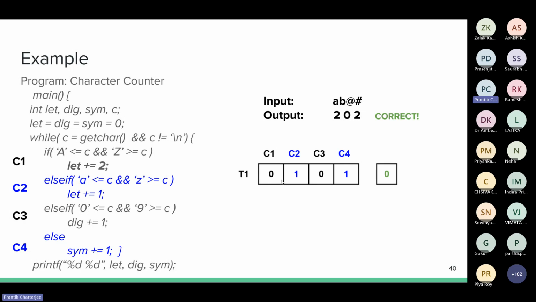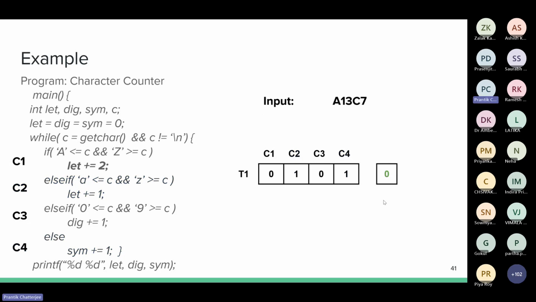And what is my corresponding coverage pattern? So in my test case T1, component 1 and component 3 were not executed. So these 2 cells are 0. C2 and C4 were executed. So these 2 cells are 1. And since your test case outcome is also correct, your corresponding error vector cell is also 0.